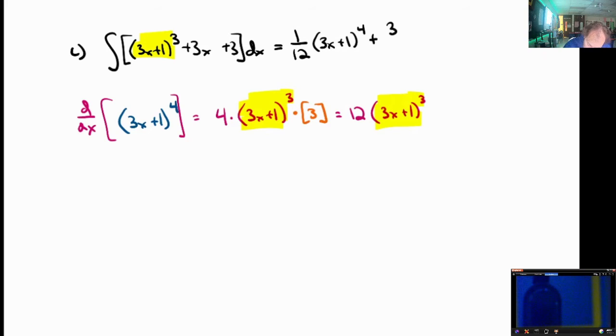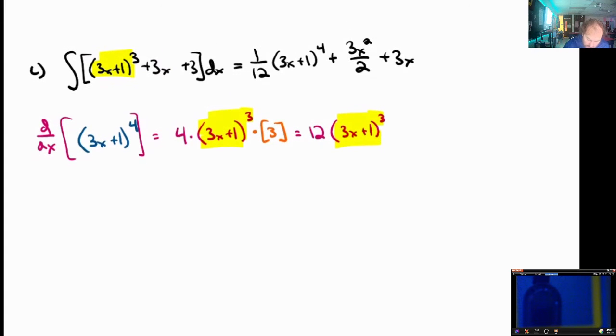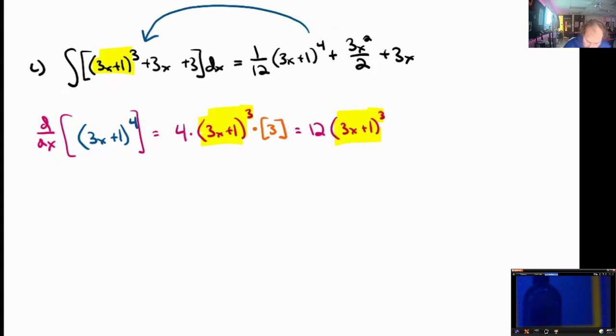We need 3x squared over 2. It's the same thinking. We just need the 2 to come down and fall into that trap and leave the 3x behind. And we also need a plus 3x there. Now we have a function whose derivative is exactly what's going on. If you take the derivative of this, you'll get right back into here perfectly.